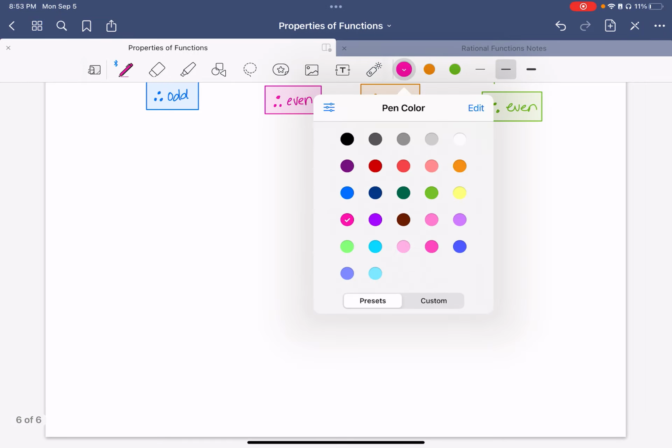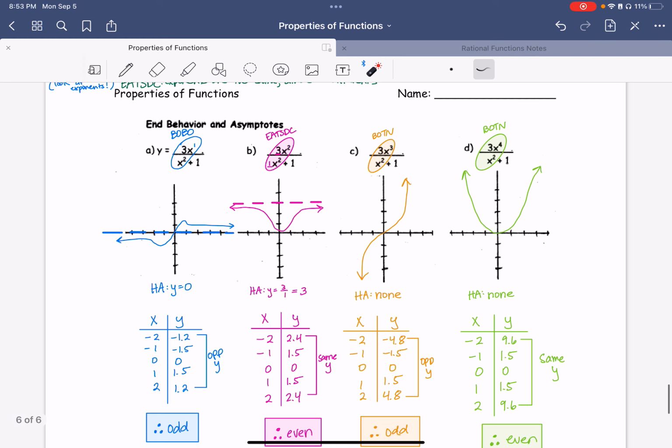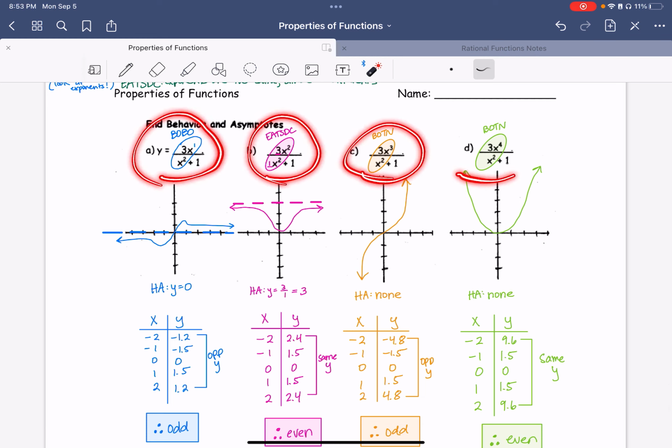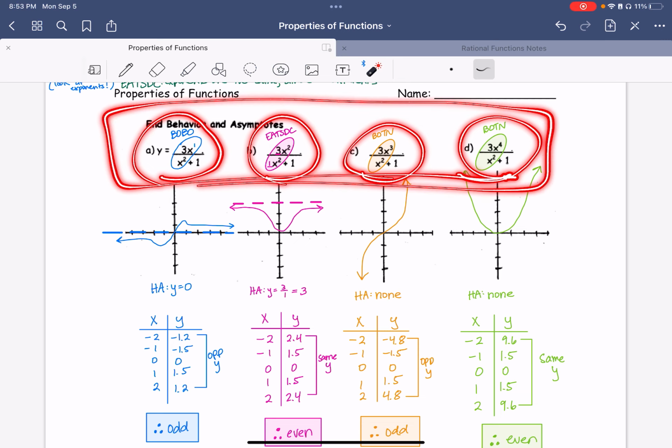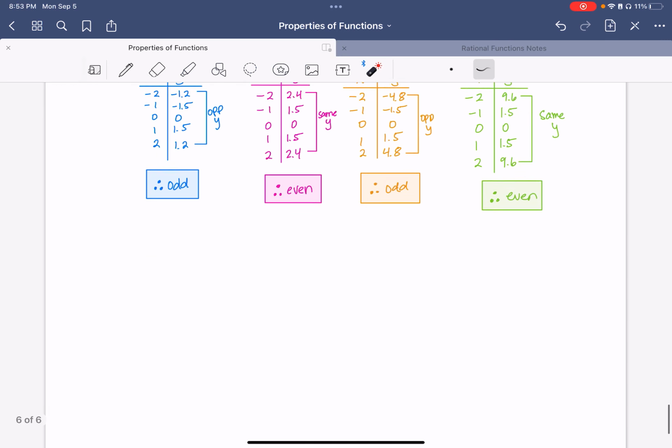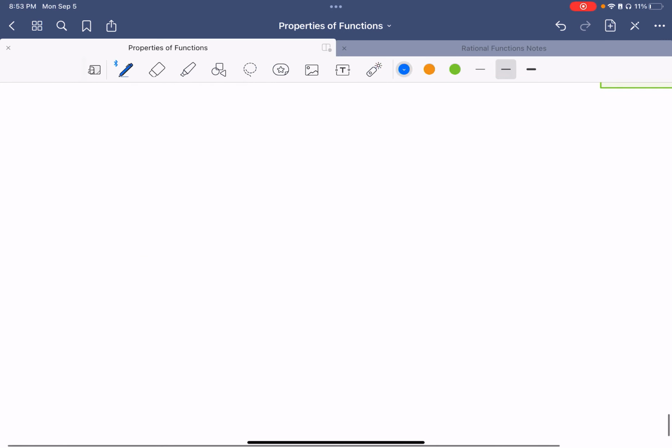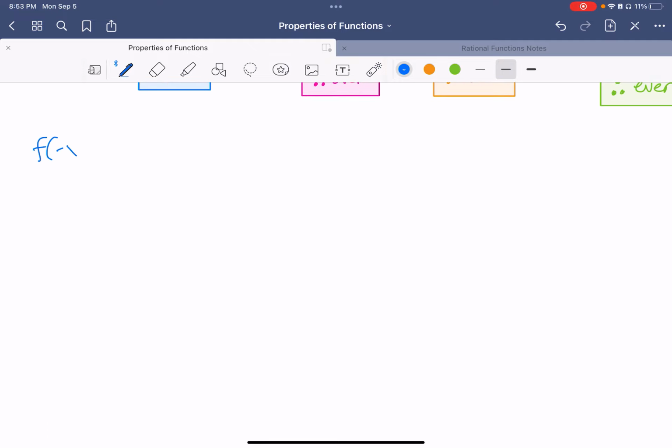Okay, so the original functions are up here in the black ink at the top. So when I say look at the original, is it the same? I'm asking you to look up here on the top. Okay, so I'm going to start by replacing the x's in the originals with a negative x. So on all of these, we're going to be doing negative x. Okay, and make sure your negative x's are in parentheses.